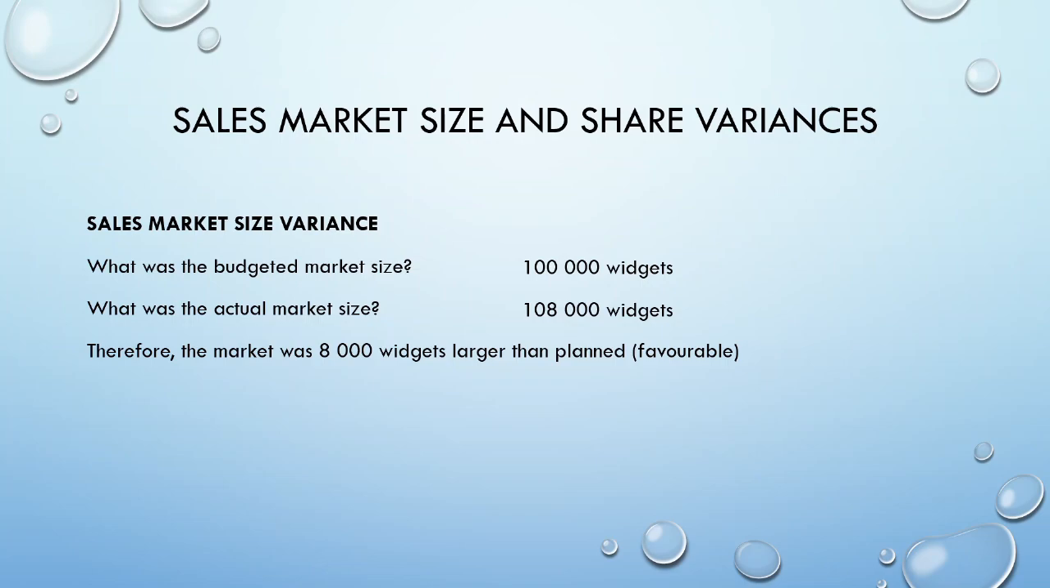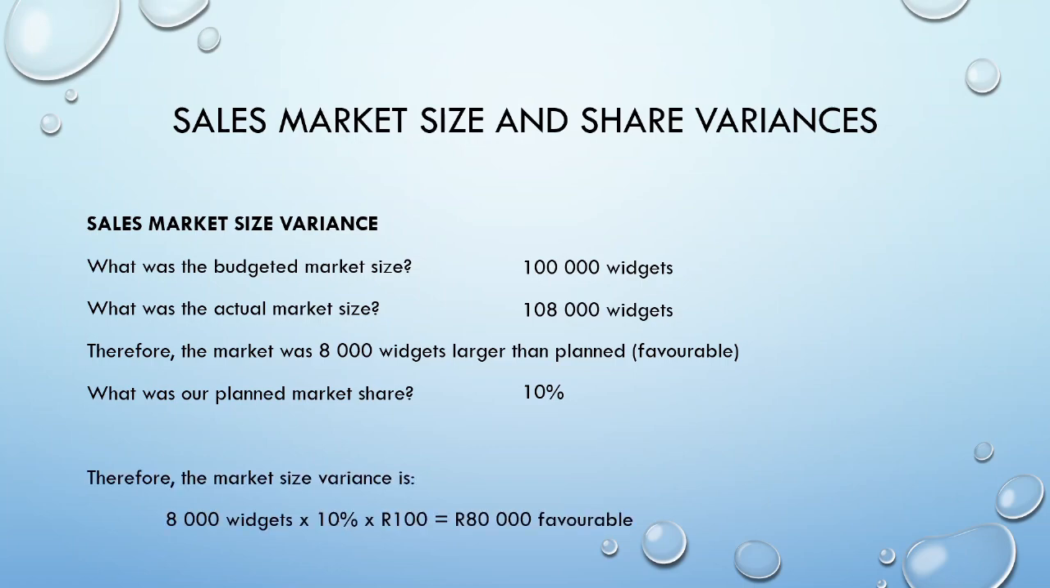to make more sales. However, we don't own the entire market of widgets, so we need to consider our market share. We use our planned market share to remove inefficiencies in our market share, which are captured in the sales market share variance. From this scenario, our planned market share was 10%. Therefore, our market size variance is the 8,000 widgets multiplied by the 10% to reflect the extra portion we should have received, multiplied by the standard contribution of 100 Rand to give us a variance of 80,000 Rand favorable.